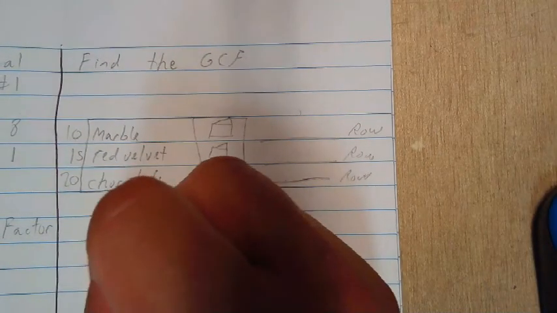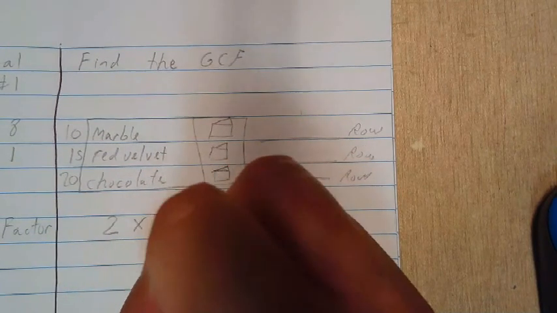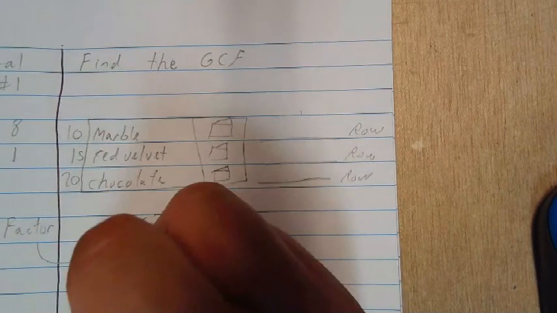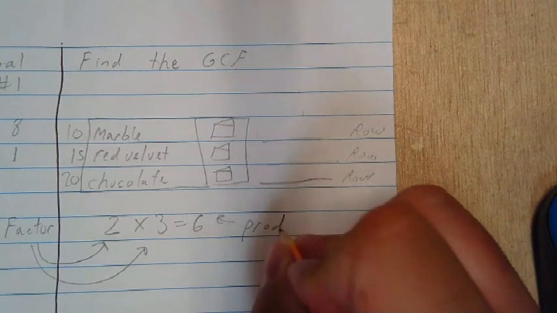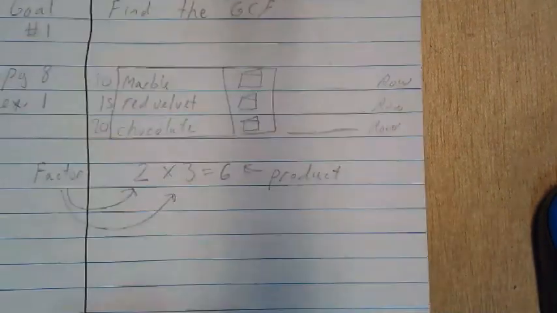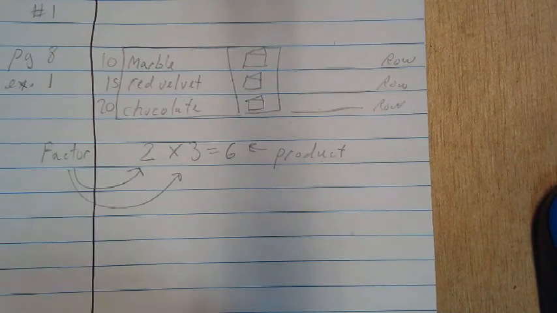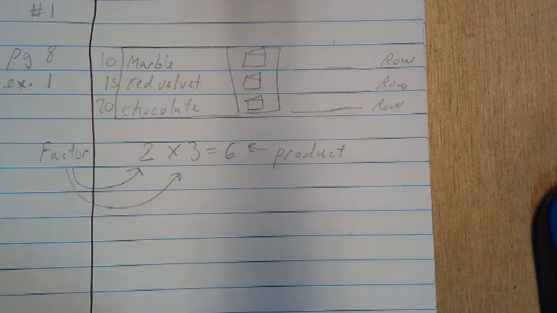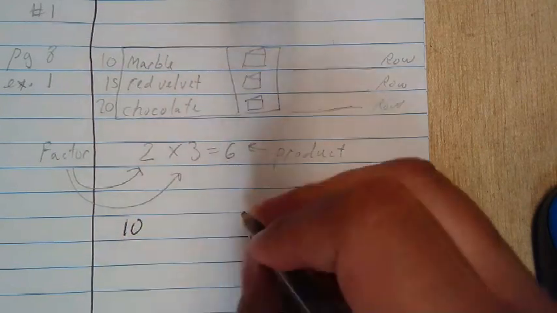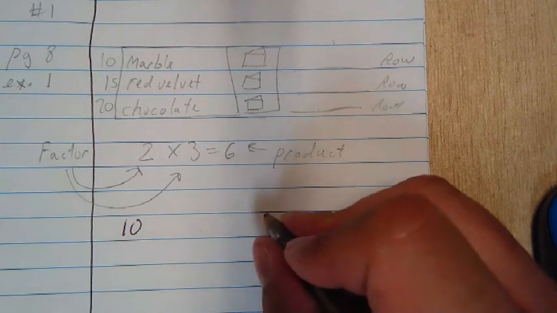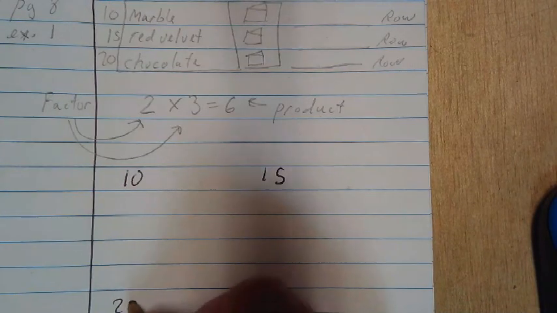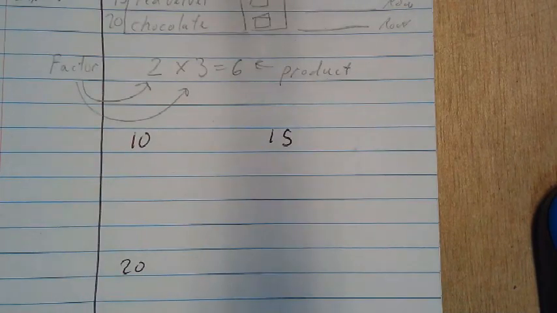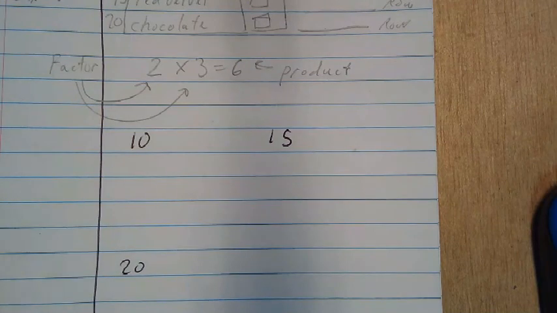Factors are what you multiply. You get a product again. To get a product, usually you get a bigger number, if you noticed that or not. So the numbers we're talking about are 10, 15, and then 20. I'm leaving a lot of space for myself to do work. Now if I make a mistake, I can always erase it. I should have used pencil, but I want you to see the numbers.